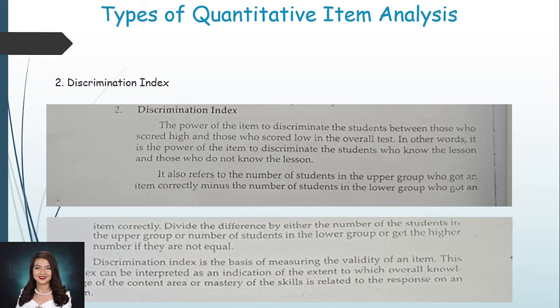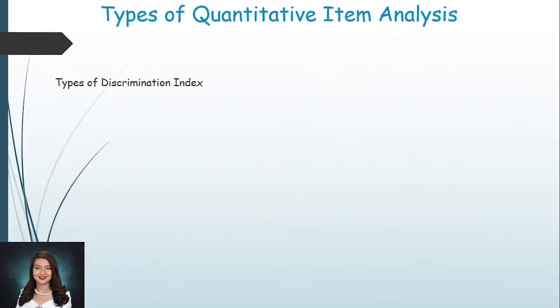Discrimination index is the basis of measuring the validity of an item. This index can be interpreted as an indication of the extent to which overall knowledge of the content area or mastery of the skills is related to the response to an item. We have here the types of discrimination index. Actually, we have three kinds of discrimination index.